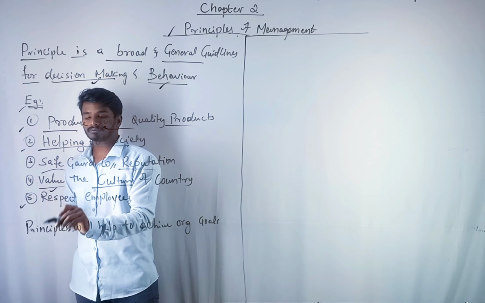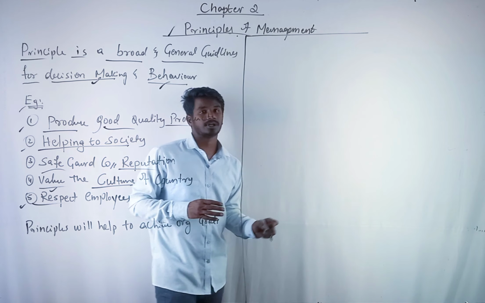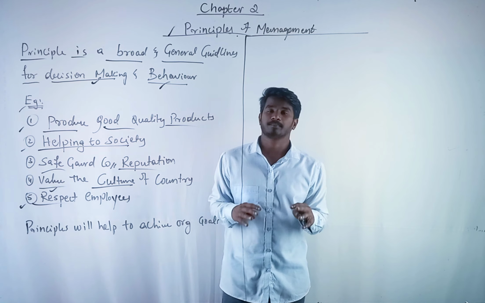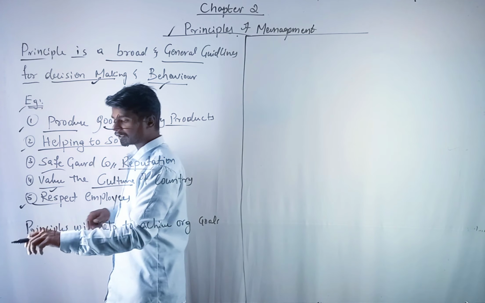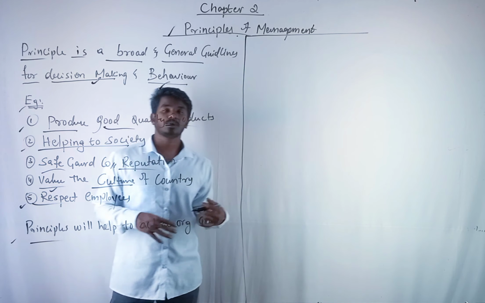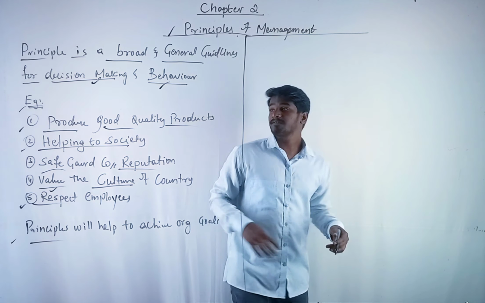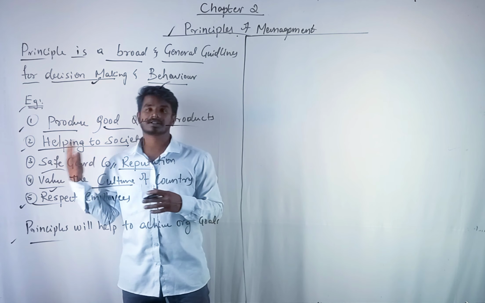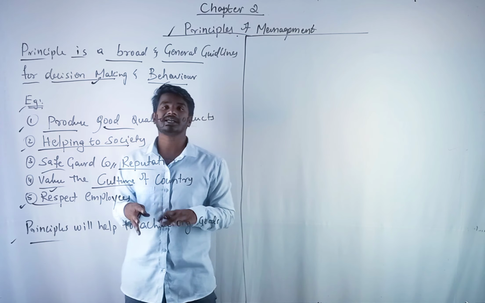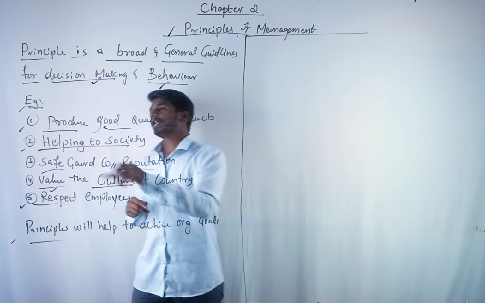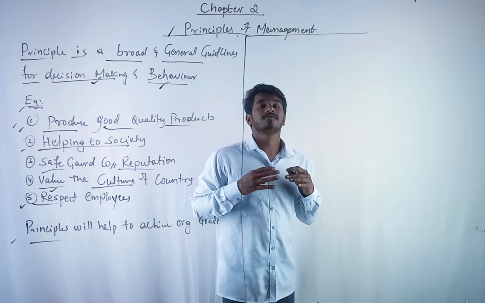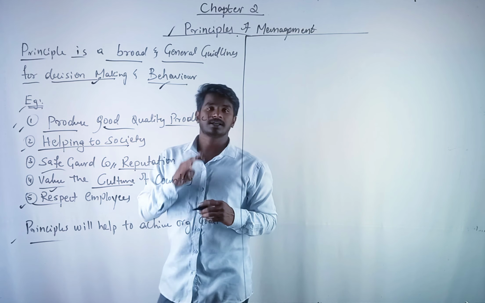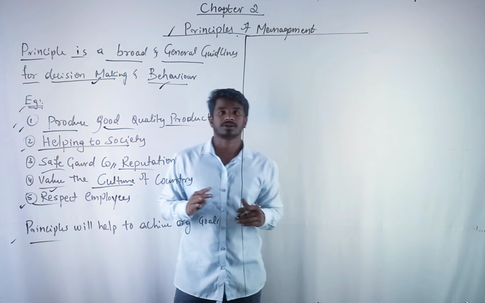The fifth one is respect for employees. Many organizations will respect their employees. And the last, principles will help us achieve our goals. In an organization there will be many principles, but for example I took a few. If we follow these principles, we can achieve our goals in the organization.